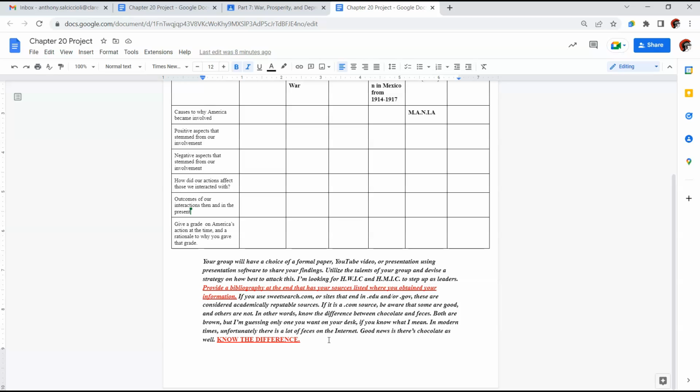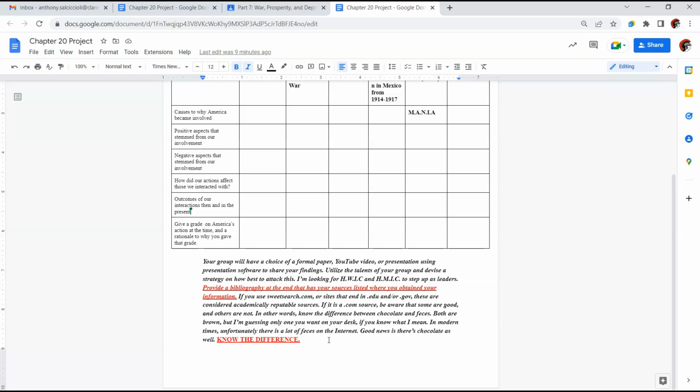You have a team, get the talents out of your team. I'm looking for HWICs and HMICs. Head women in charge, head men in charge. Step up, be a leader. Now, regardless if you pick a formal paper, a YouTube video, or presentation software, I'm going to ask you to provide a bibliography at the end that has your sources listed, where you obtained your information. It's very important nowadays, okay? In the age of the internet, this is vital.